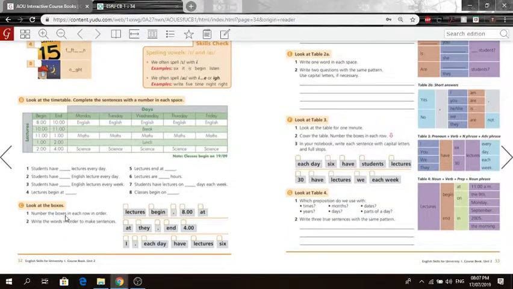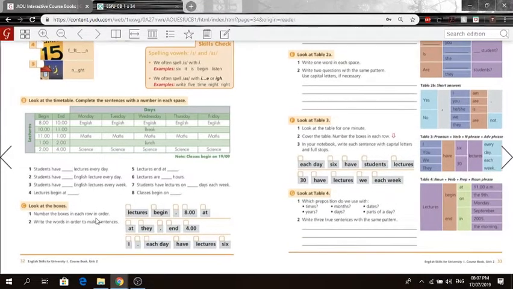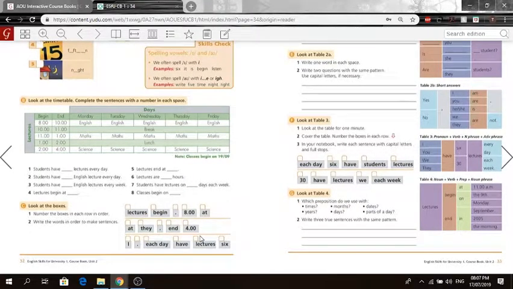Okay, so now look at the boxes here on exercise C. 1, number the boxes in each row in order, and 2, write the words in order to make sentences. Okay, so basically like the previous unit's exercise, we just rearrange them. Okay, so number 1 is lectures begin full stop 8 and at. So we always know that the full stop's last. Okay, so a full stop is the red light basically for the sentence. It's the law for English basically. So that's how you stop the sentence. You don't want to go anymore, like a red light in driving.